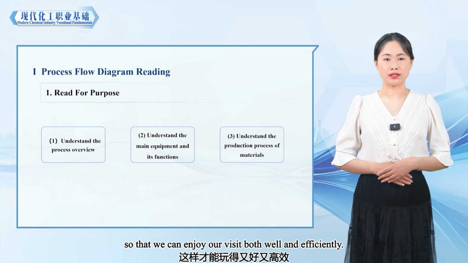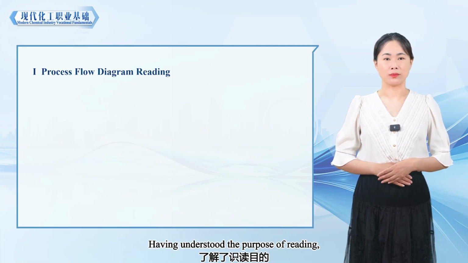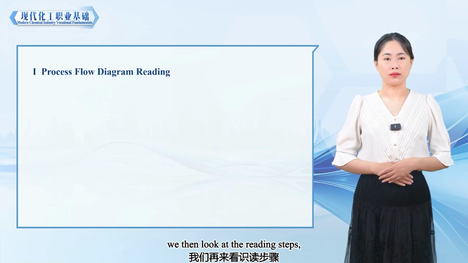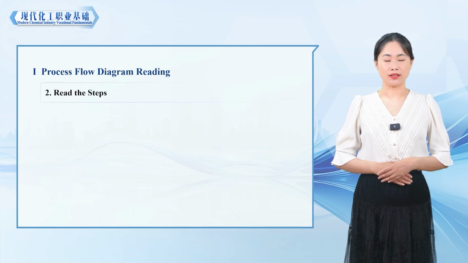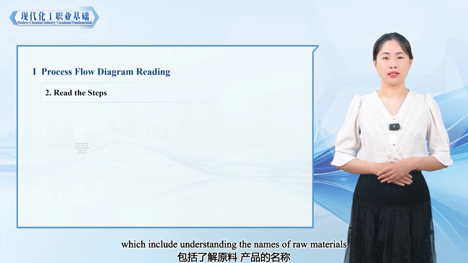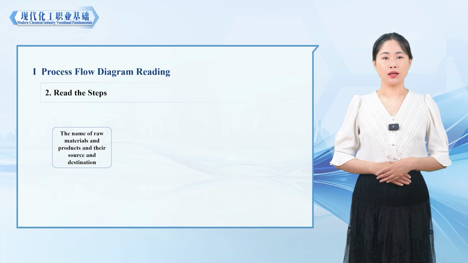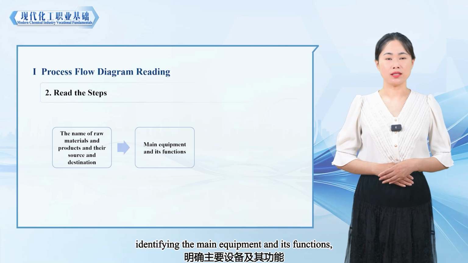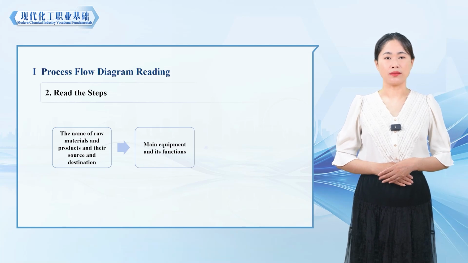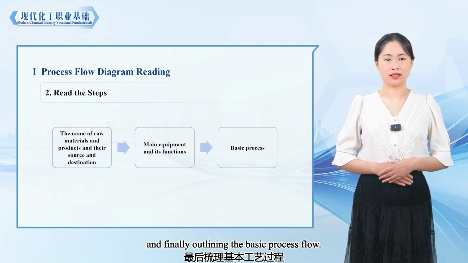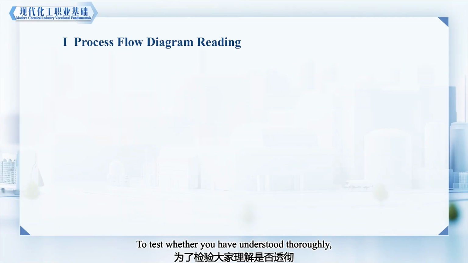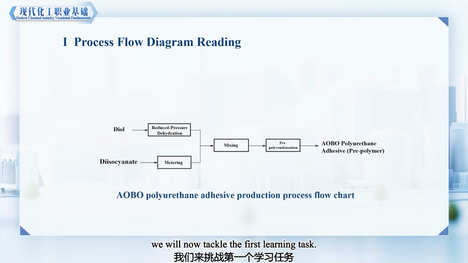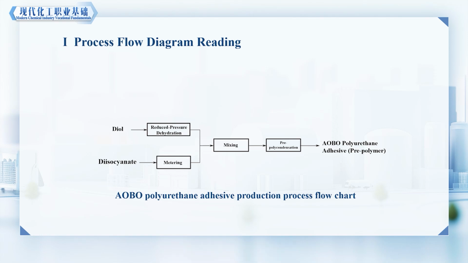well and efficiently. Having understood the purpose of reading, we then look at the reading steps, which include understanding the names of raw materials and products, as well as their origins and destinations, identifying the main equipment and its functions, and finally, outlining the basic process flow to test whether you have understood thoroughly. We will now tackle the first learning task.